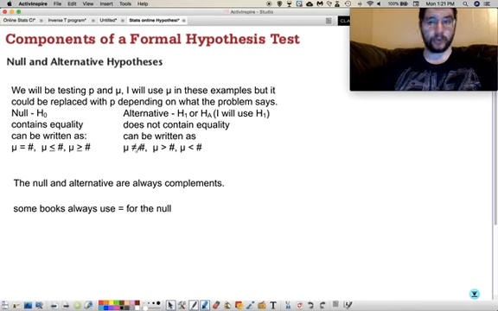It can be written as not equal to, greater than, or less than. And the null and alternative are always the complements of one another. So if your alternative is not equal to, your null will be equal to. If your null is greater than or equal to, your alternative is going to be less than. They're always opposites. Some books will use equal to every time for the null, so regardless of what the alternative says, it'll say equals for the null. I don't like that. We're going to go with, they're always the opposites, always complements.